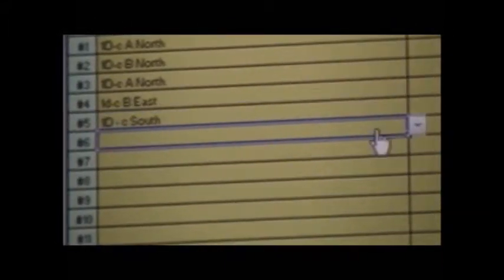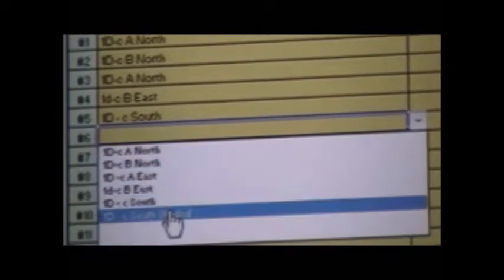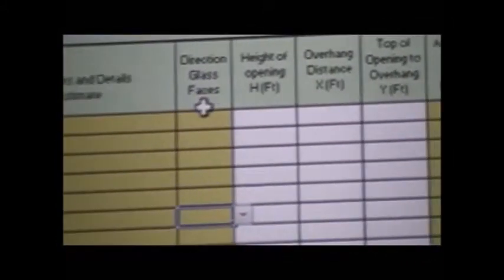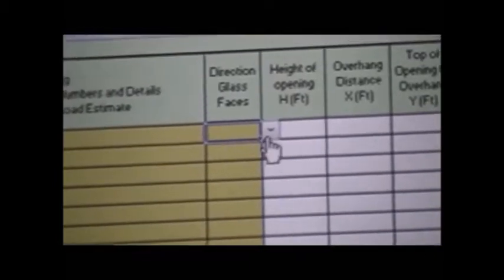My south exposure, A window. I didn't put the A in there, but they were both A's on the south side. See, that was a mistake on my part. And there is the south shaded window. Okay, this is where it does make a difference. I must, once again, show which way they're facing.